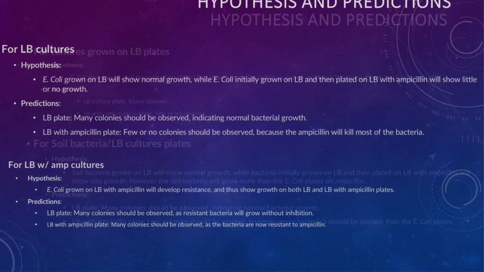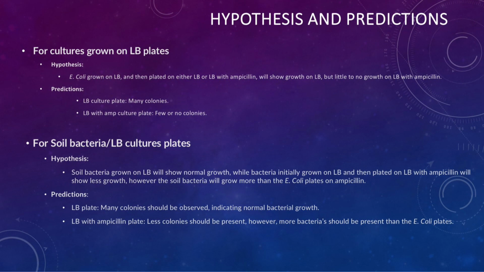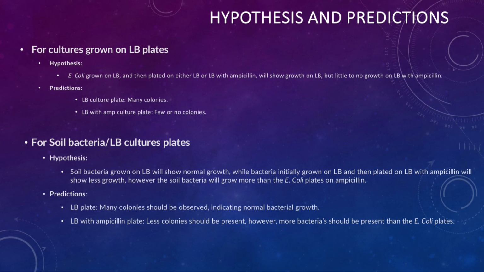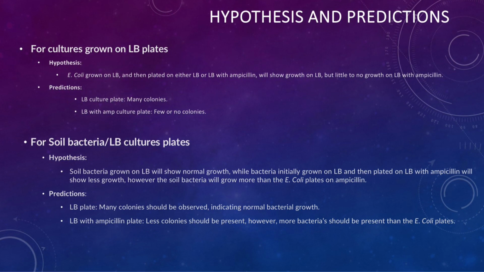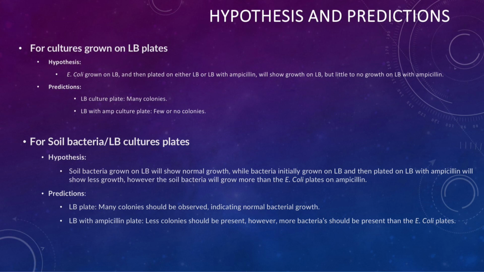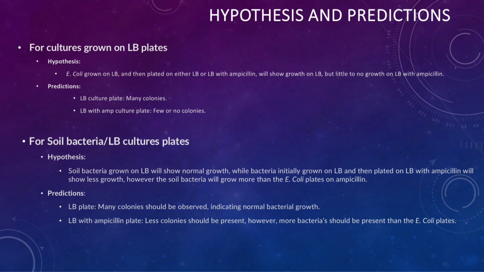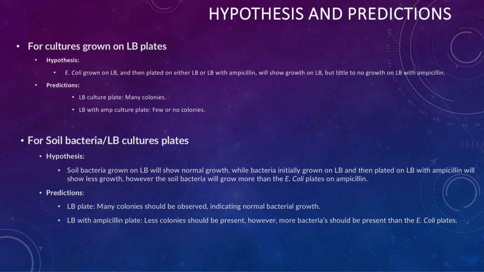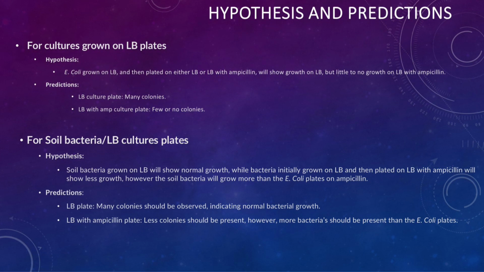For culture plates on LB plates, our hypothesis was that E. coli grown on LB and then placed on either LB or LB with ampicillin will show growth on the LB, but little to no growth on the LB with ampicillin. Predictions were that the LB culture plates would have many colonies, but the LB with ampicillin would have few or no colonies.